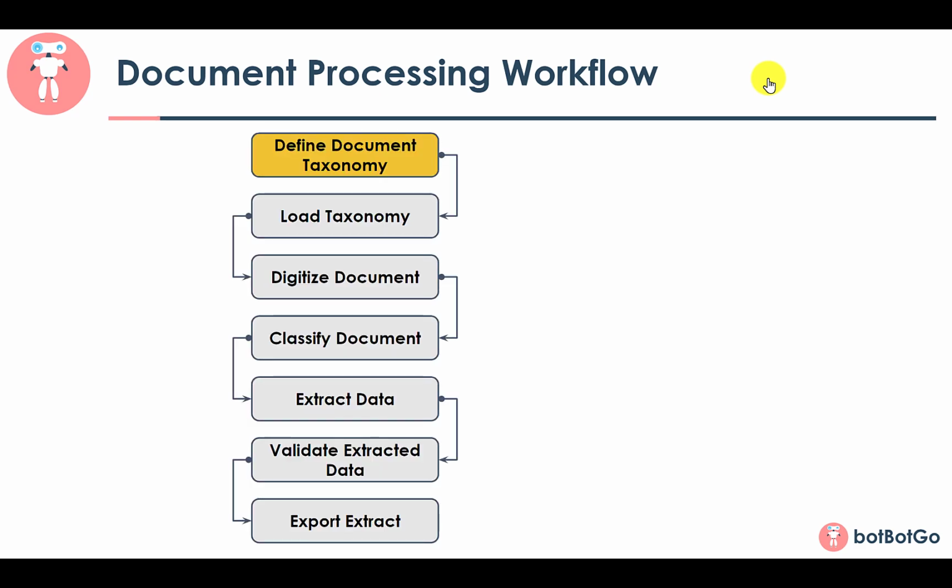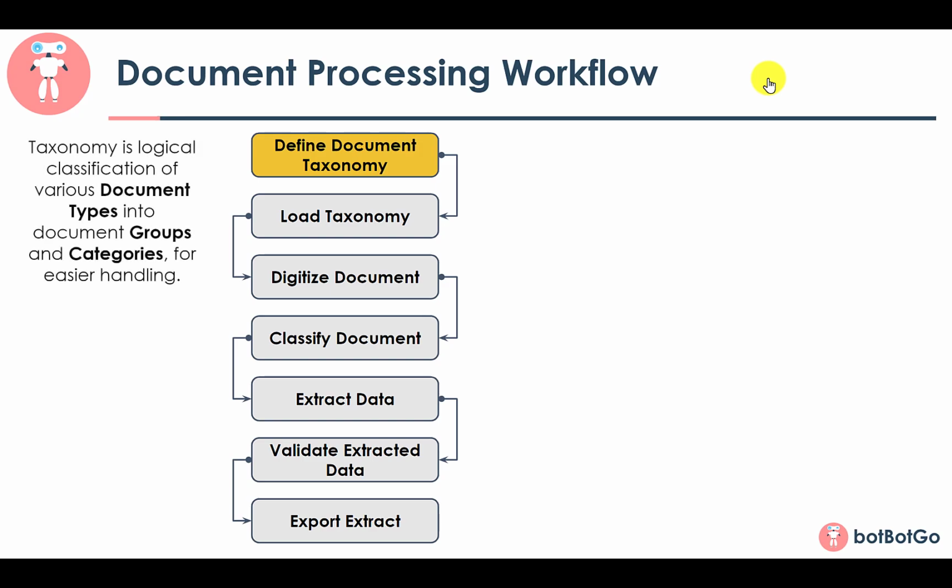Well, here are the bunch of steps that one needs to follow if he wants to create a workflow in order to process any kind of documents. And as you can see, the first activity is nothing but define document taxonomy. So let me just clarify what taxonomy is. Taxonomy is a logical classification of various documents into different groups and categories.